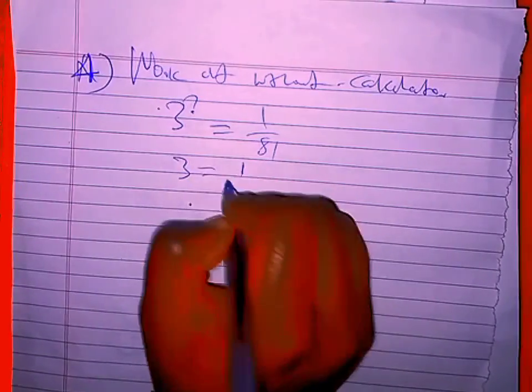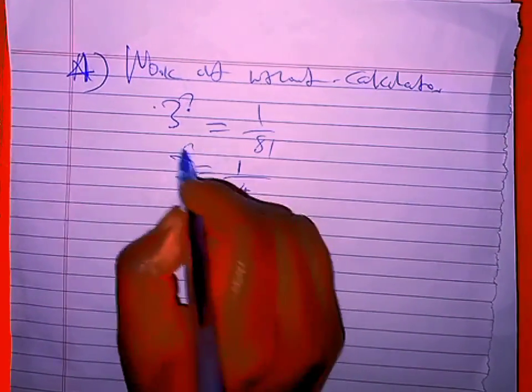Work out without a calculator. 3 to the power negative 4 equals 1 over 81.